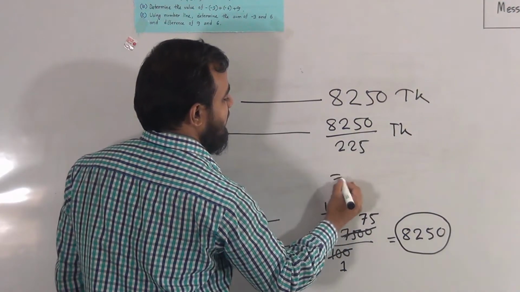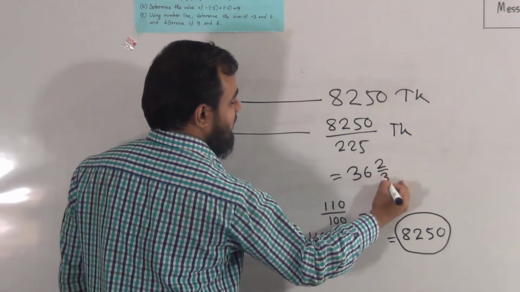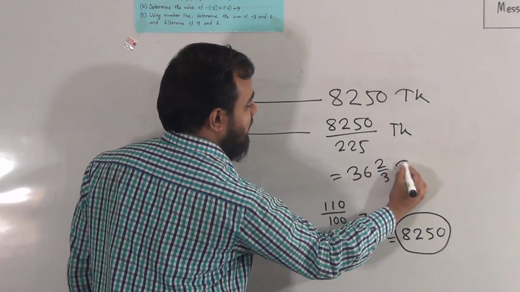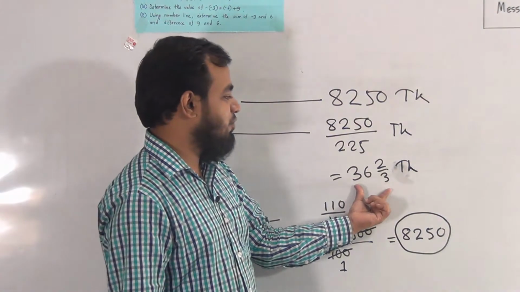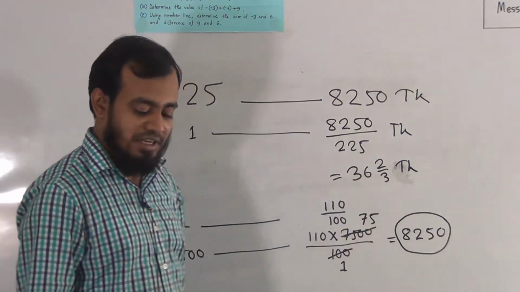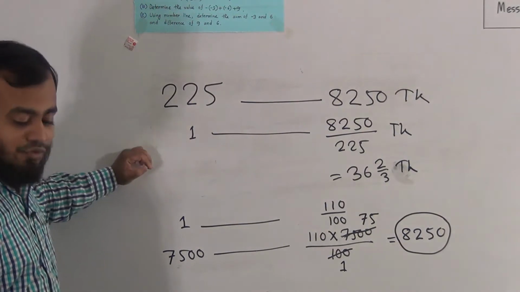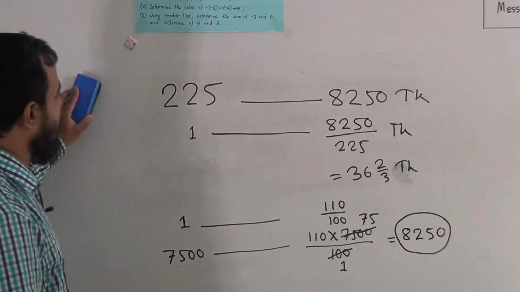Then we will get the price of a mango is 36 2 by 3 taka. That means it's 36 and 2 by 3 taka. 36 and 2 by 3 taka will be our selling price of a mango if we want to make a profit of 10%. Okay, I think you have understood this one.